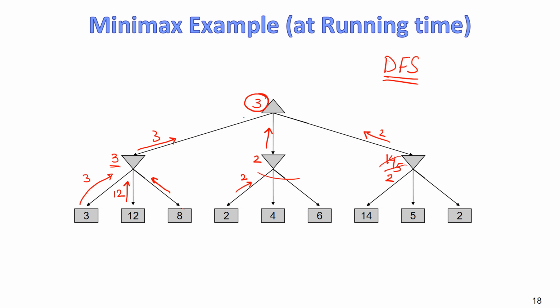That means that this agent will take this decision, and then this agent, because this is 3 and that's 3, it will take this decision. So the game will end up here. Okay? So this is what happens in runtime.